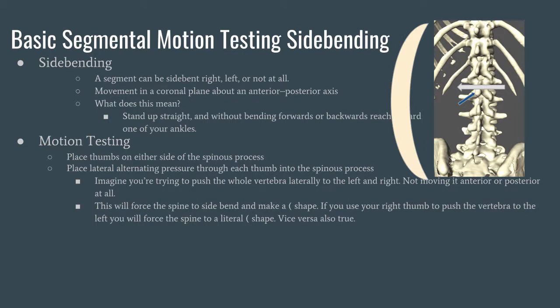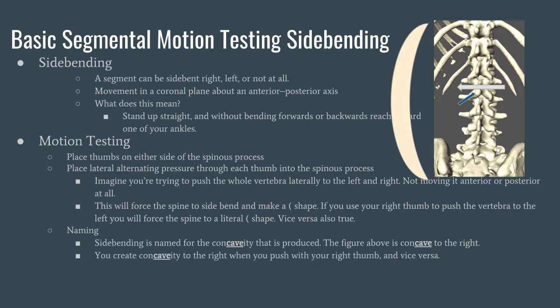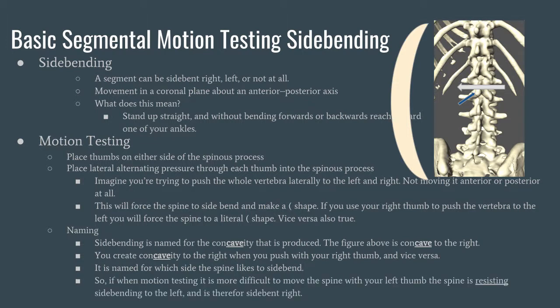Now, how do you name side bending? Side bending is named for the concavity that is produced. The figure above is concave to the right because it forms a cave with the opening to the right. You create concavity to the right when you push with your right thumb and vice versa. It is named for which side the spine likes to side bend. So, if when motion testing it is more difficult to move the spine with your left thumb, the spine is resisting side bending to the left and is therefore side bent right.